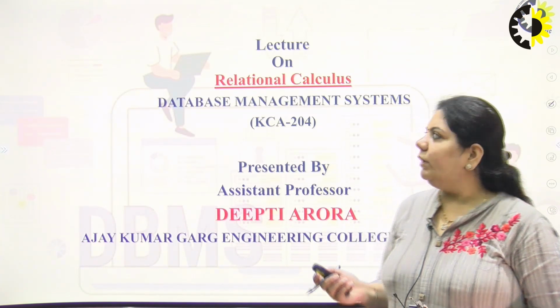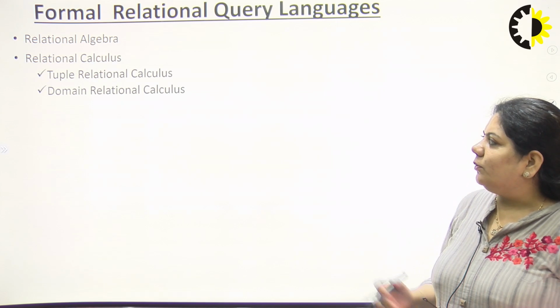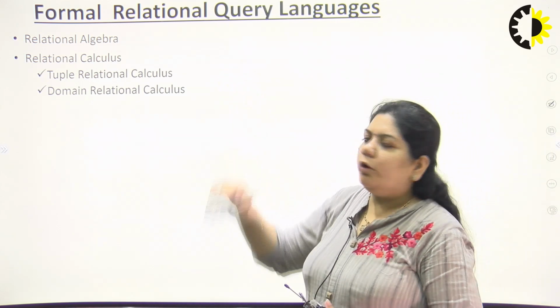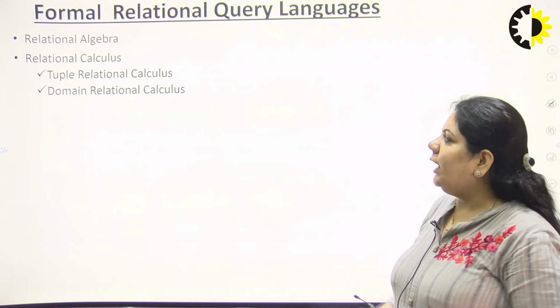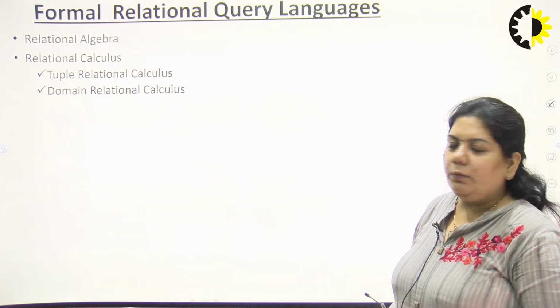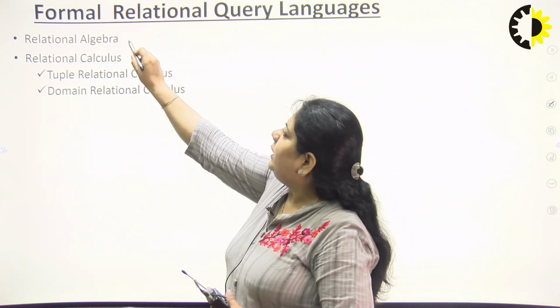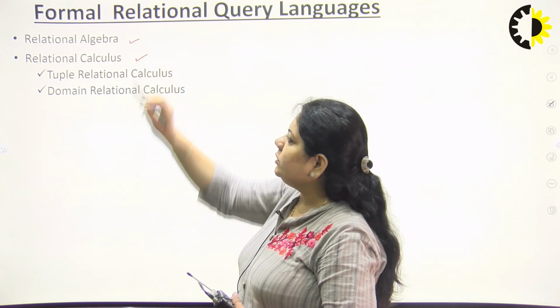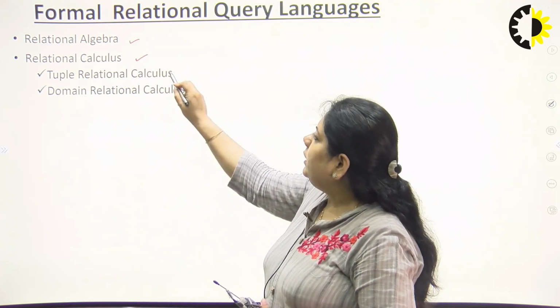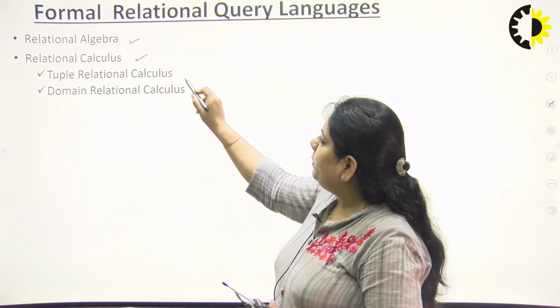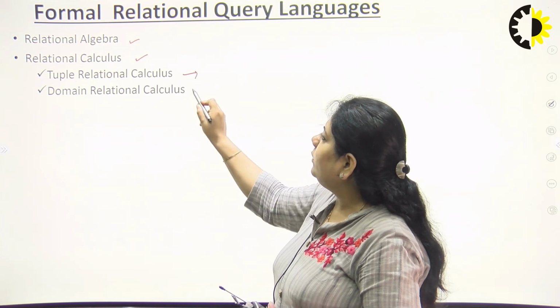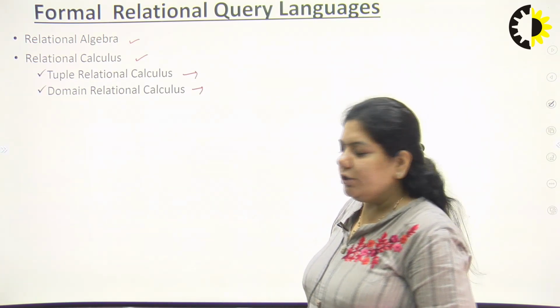So let's start with tuple relational calculus. In formal relational query languages, we have two kinds of languages. The first one is relational algebra and the second one is relational calculus. Again, relational calculus is divided into two parts: the first is tuple relational calculus and the second is domain relational calculus.